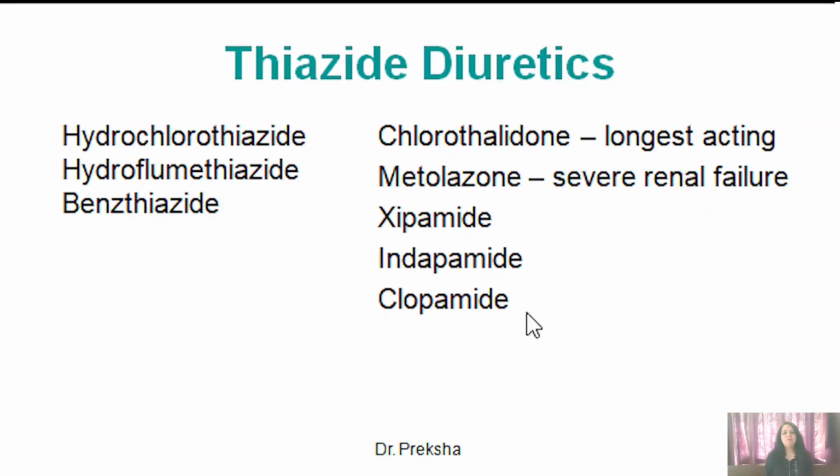This is one of the commonly used diuretics. Hydroflumethiazide, benzthiazide, then chlorthalidone, which is one of the longest acting thiazide diuretics, metolazone that you can prescribe even in case of severe renal failure, xipamide, indapamide and clopamide. So this was about the classification of the thiazide diuretics.